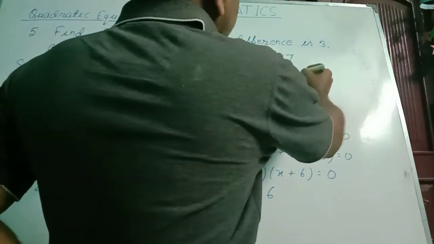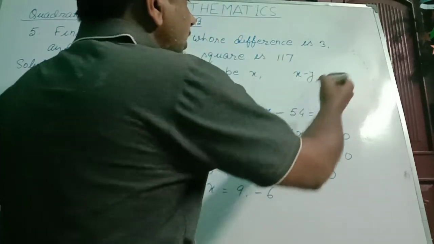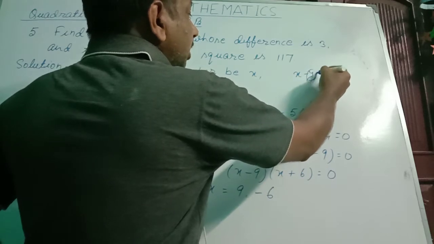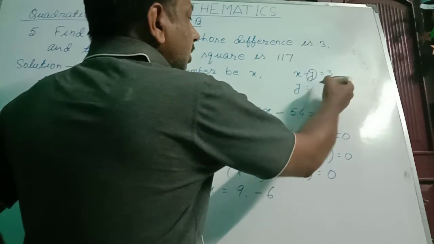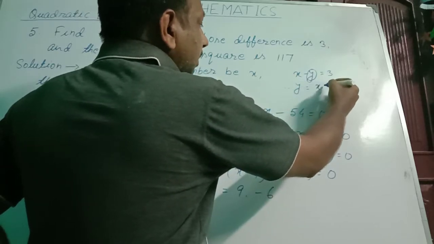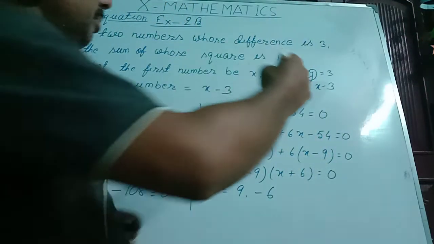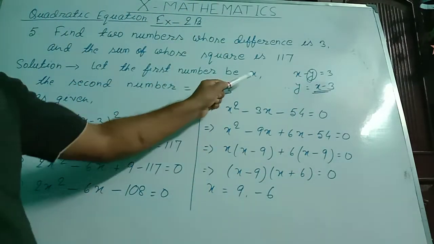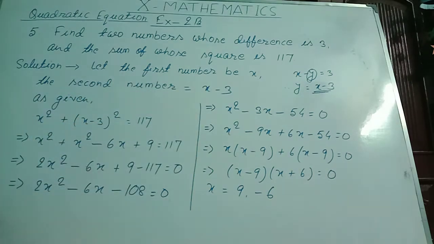As you got first number x, let us consider the second number to be y. This much is equal to 3. This y is the second number. Therefore, y equals how much? This 3 will come this side. By the rule of transposition, we get x minus 3. So, the second number became x minus 3. So, I wrote here, let the first number be x, then the second number equals x minus 3.